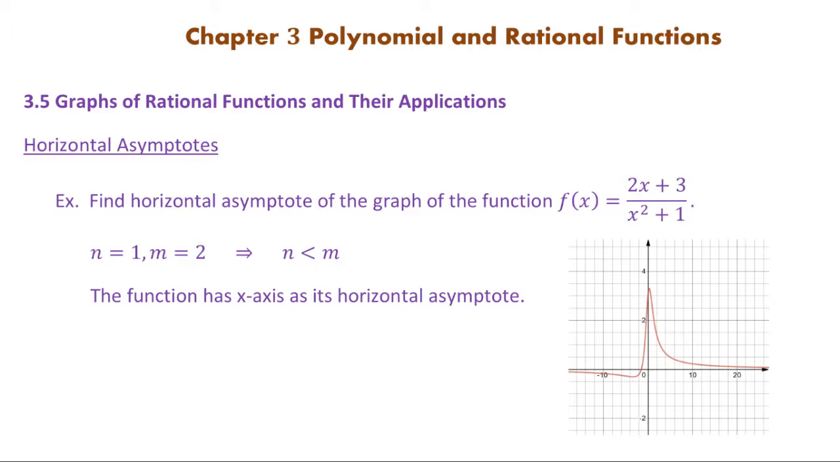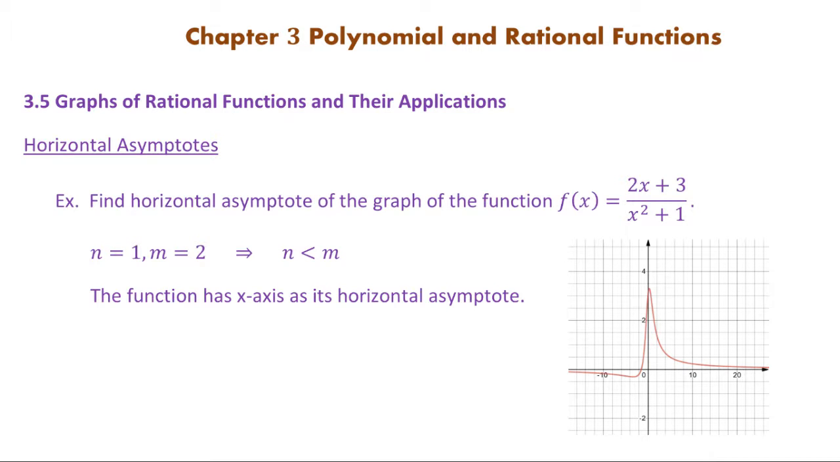Find the horizontal asymptote of the graph of the function f(x) equal to 2x to the power 3 over x squared plus 1. So we're trying to find the horizontal asymptote, not the vertical asymptote. What you do is compare the highest exponent on the top and at the bottom. What is the largest exponent on the top? 1, so x to the 1, that's the highest power term. So n equal to 1.